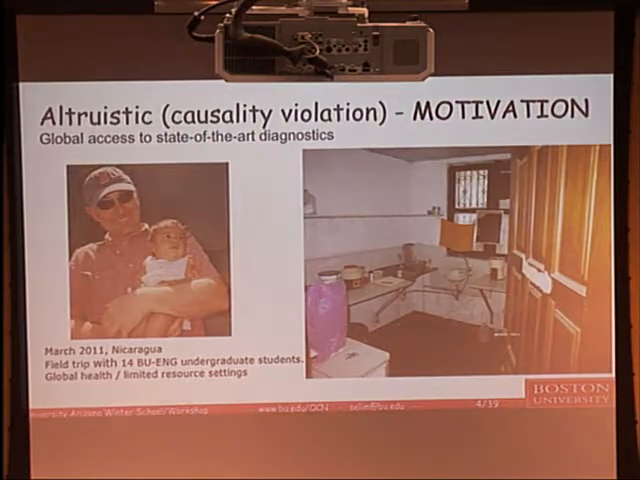Okay, so a more altruistic motivation, which is a clear violation of causality, because you can come up with these motivations after you've actually done the work, as opposed to before you start the research program.